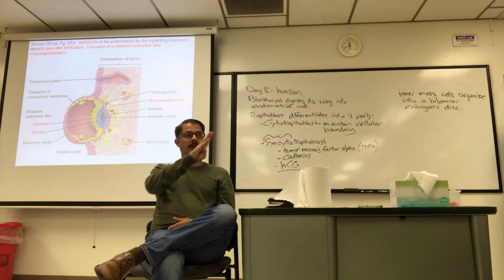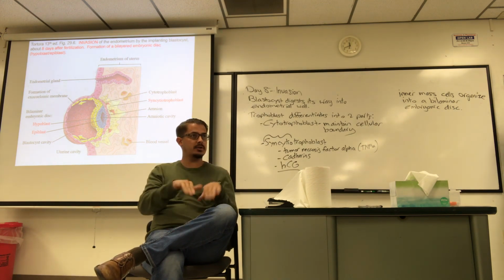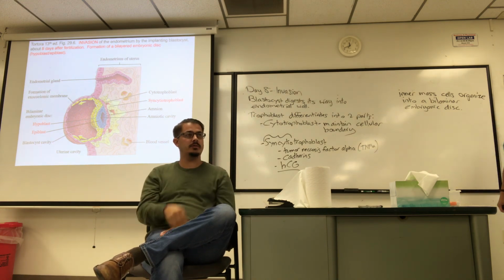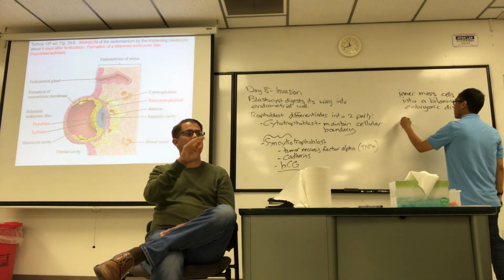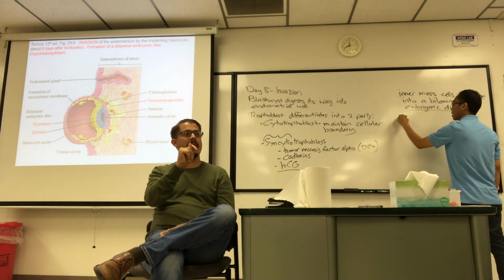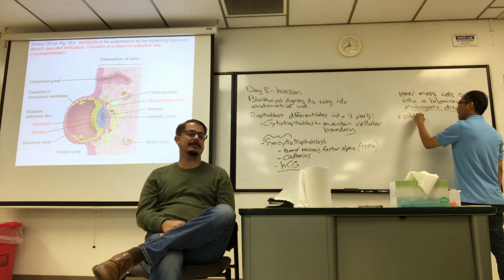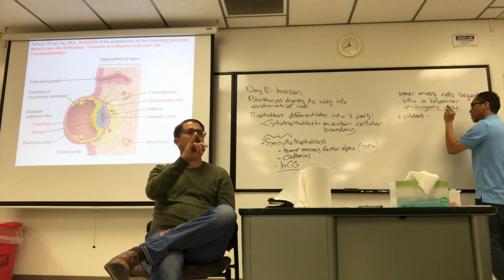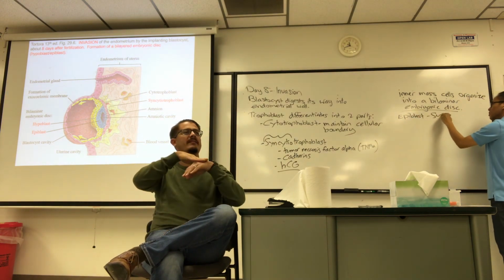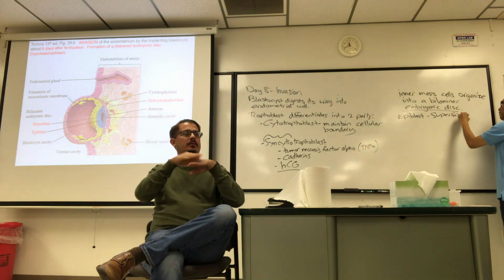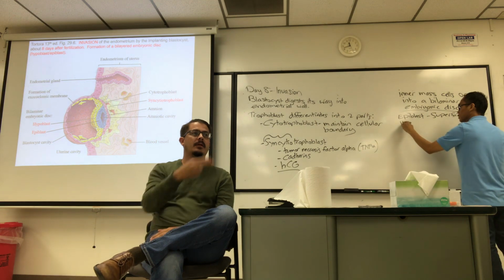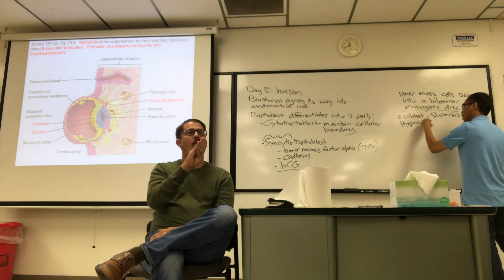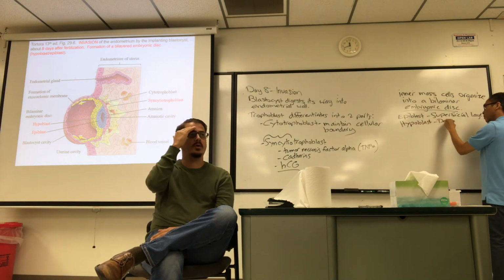Bilaminar means how many layers? Two. Bilaminar means two layers. Very good. And you can see them there, the blue and the yellow. That's the epiblast and hypoblast of that disc. The epiblast is also known as the superficial layer of cells. And the hypoblast is also known as just the deep layer.